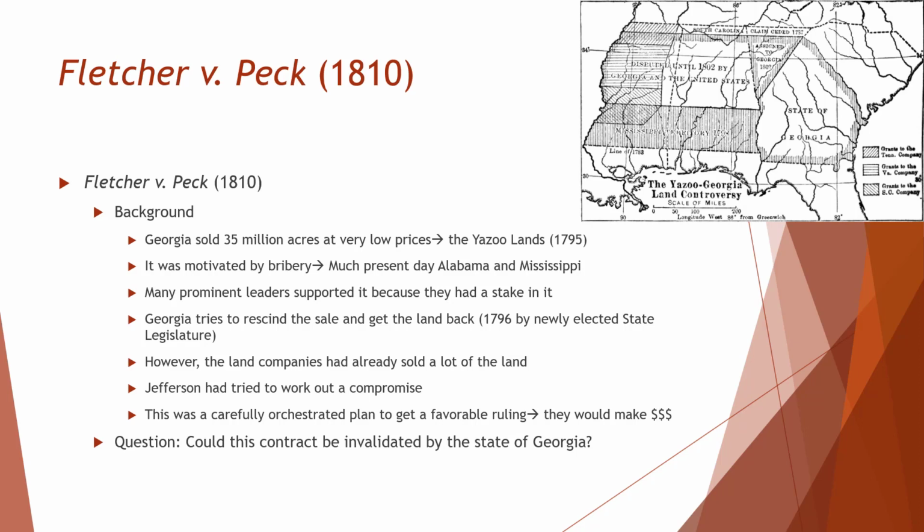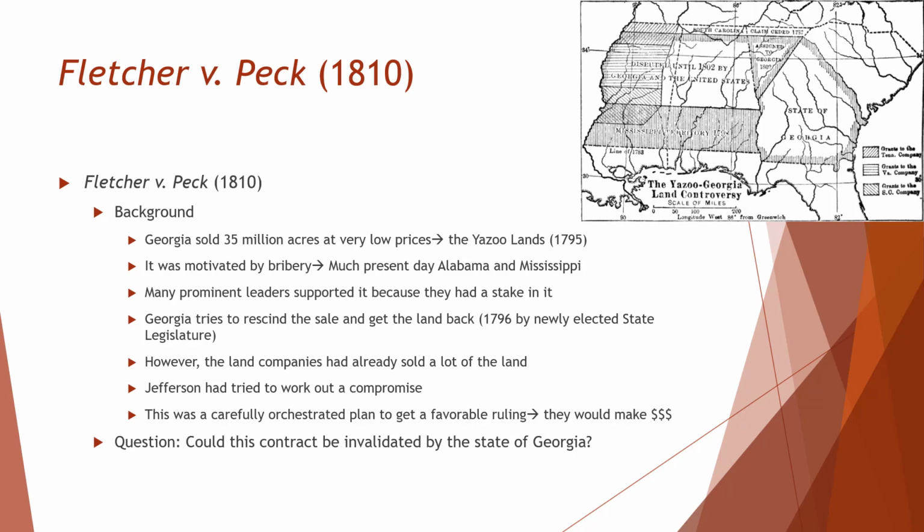So Georgia tries to rescind the sale and get the land back, in 1796, by a new state legislature, because they could see what had happened. But a lot of land companies had already sold off a lot of the land. So Georgia says, yeah, this is our land, and we're going to sell it off and make some money. Our legislators are going to make some money. Some of them are going to be the ones that buy it. So eventually, different tracts of land are going to change hands.